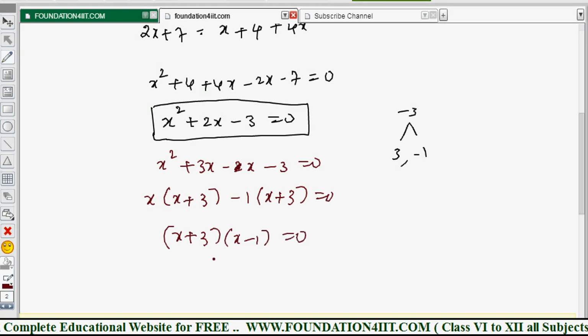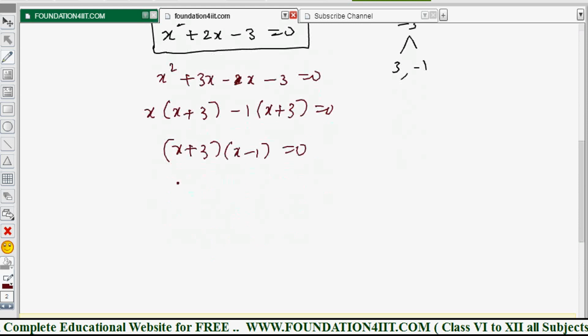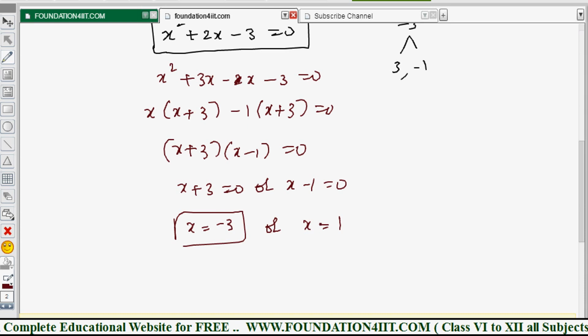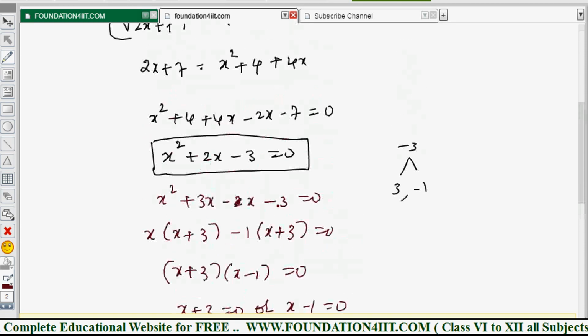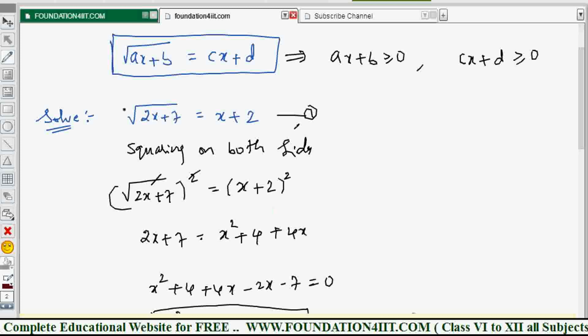By using the zero product rule, we get two values: x plus 3 is equal to 0 or x minus 1 is equal to 0. From this, x is equal to minus 3 or x is equal to 1. But among these two answers we need to verify which is correct, because some answers are extraneous values that we need to remove. So test x equal to minus 3 and x equal to 1 by substituting both values in the question. Checking is a must when problems are like this.